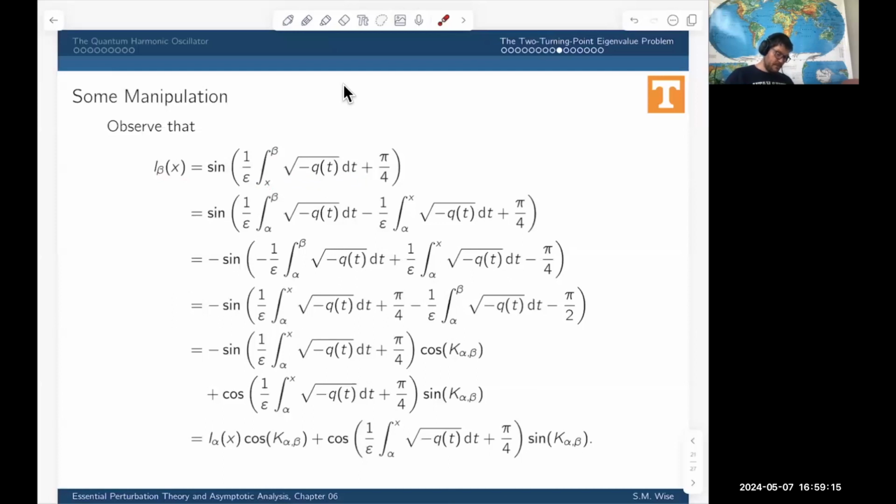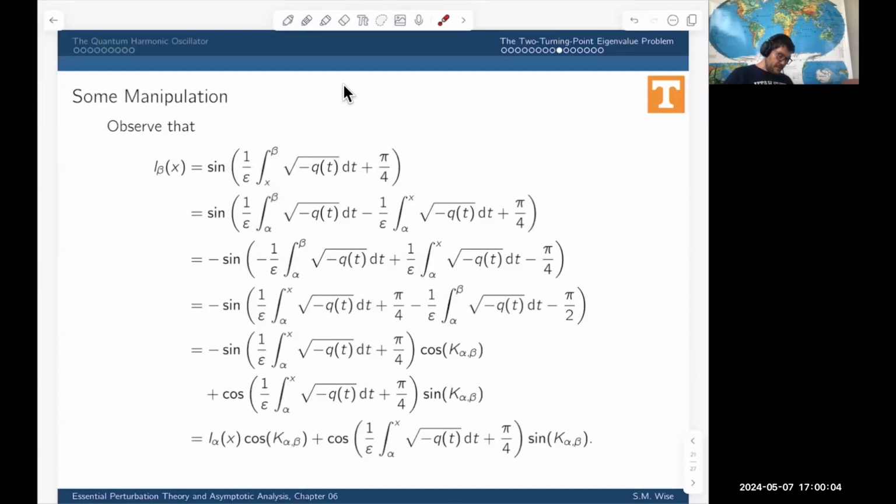So I'm going to manipulate this in a little way. It's kind of clear that this integral can be split into two integrations: the integral from alpha to beta minus the integral from alpha to x. If I subtract off that part, that's clearly equal to the integral from x to beta. So this is more or less a trivial splitting. The nice thing about this now is that this is independent of x, and I can control that a little more easily.